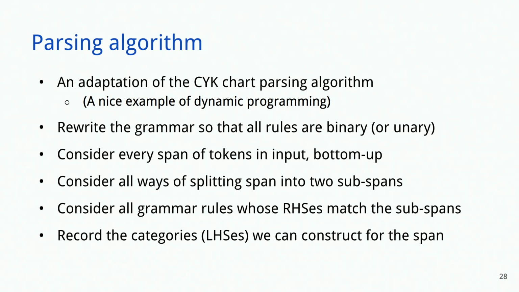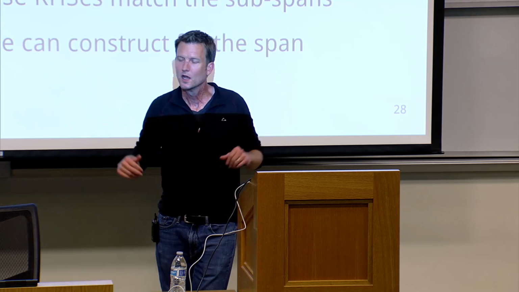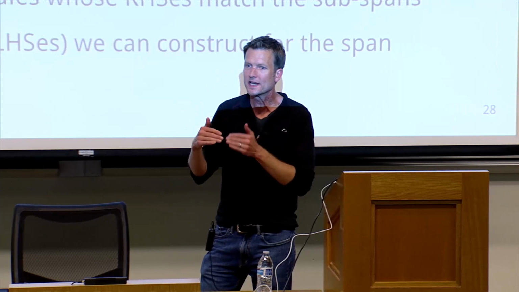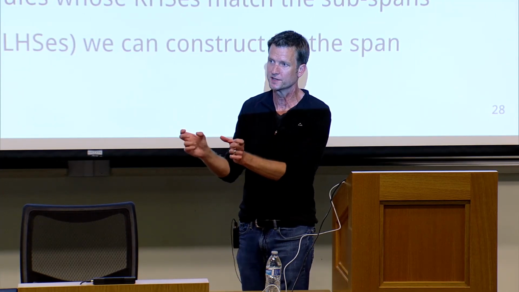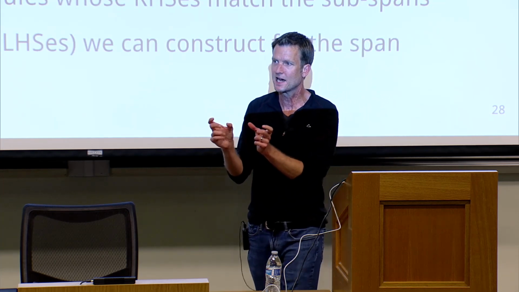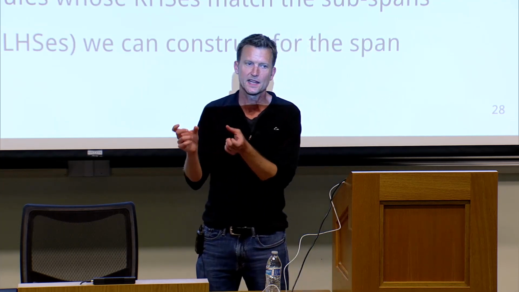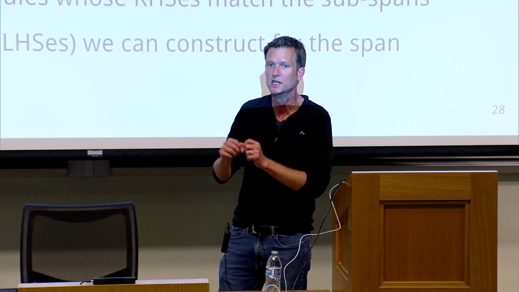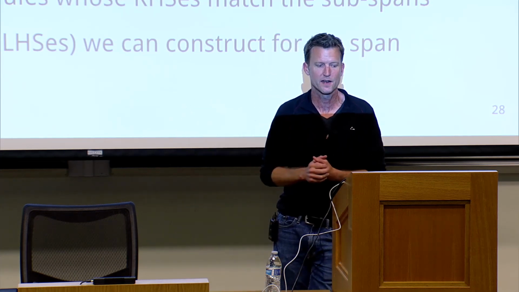And then what we do is we consider every span of tokens, every subspan of the whole query. And we do that bottom up. So we work our way up from very small spans, like spans of 1, up to larger and larger spans. As we go, for every span, we consider all ways of splitting that span into 2 parts. And then we consider every grammar rule whose right-hand side can match those 2 parts. And that's why it's important to make the grammar binary, so that we only have to consider splitting things in 2 and not splitting things into 3 or 4 or 5.